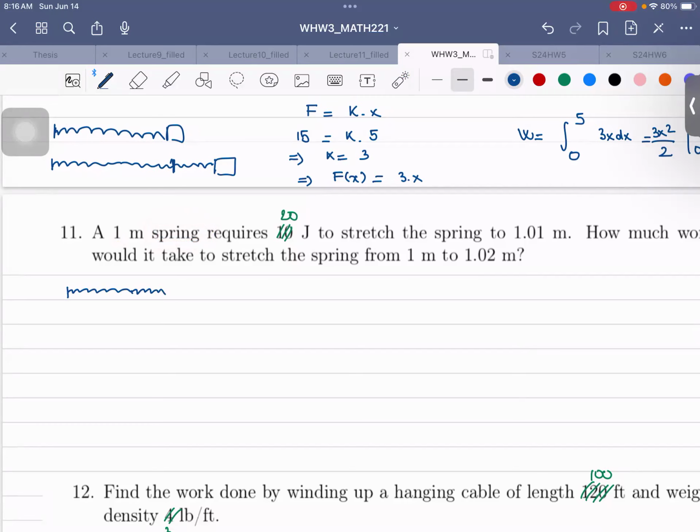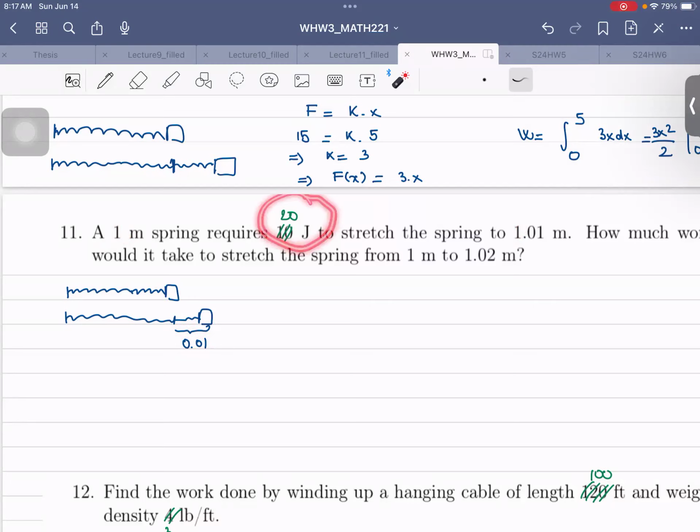The natural length of the spring is 1 meter, and you stretch it just a little bit. You stretch it just 0.01 meters, because you increase the length from 1 to 1.01. So that means the amount of length you have stretched is just 0.01 meters.